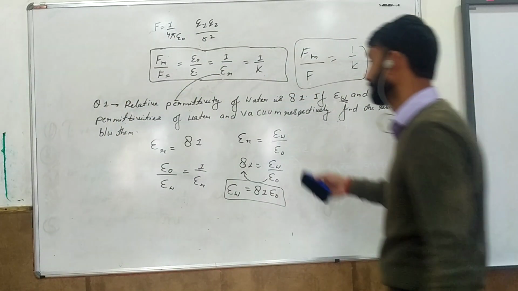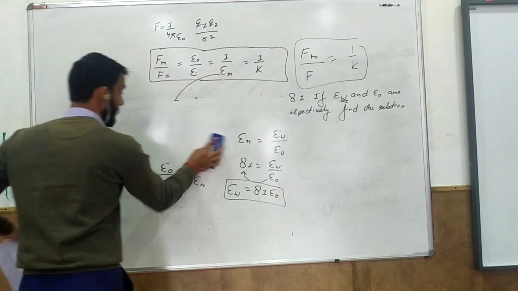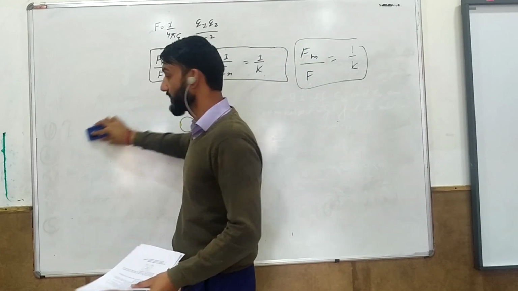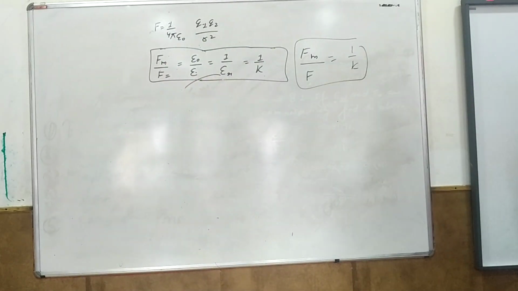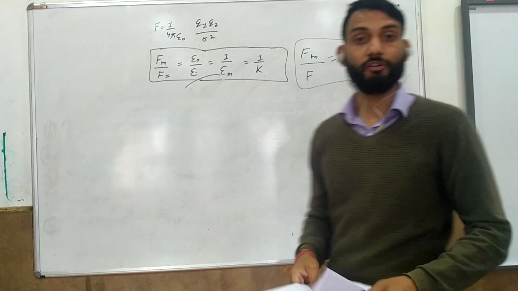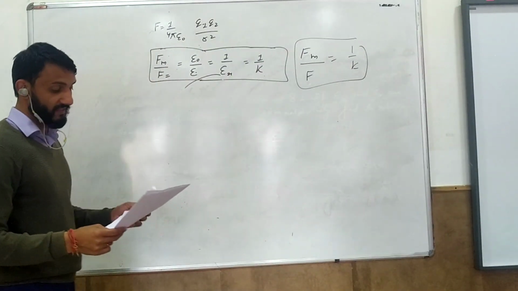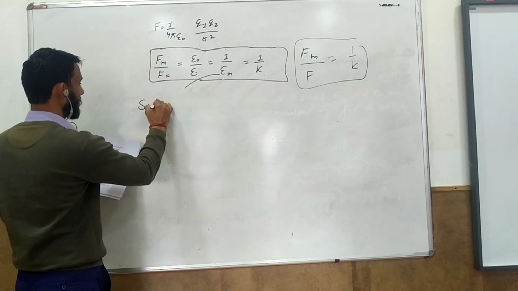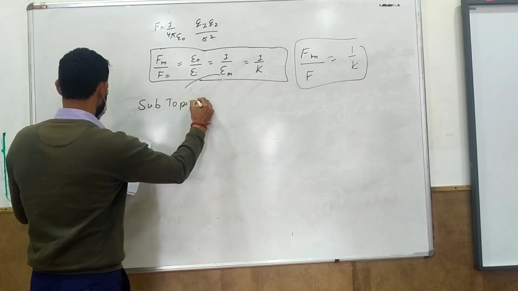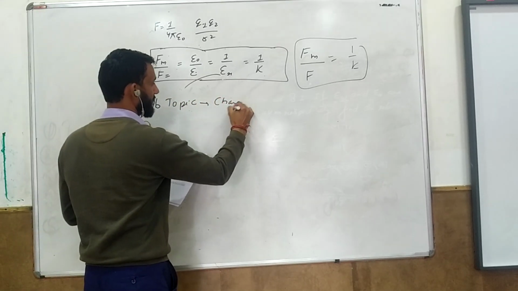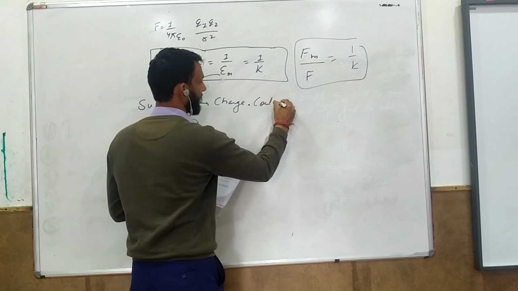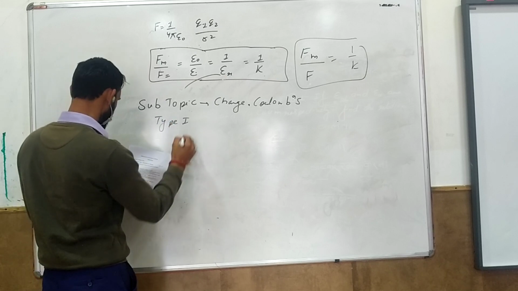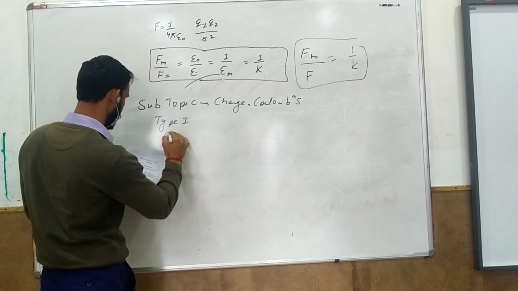One more question we will do, and as I told you, we will be doing questions from the mind map which is put up in the description section of the first video, the introduction to electrostatics. If you download it, the subtopic is written: charge, Coulomb's law. The question I am taking is from type 1, and this is the fifth question.